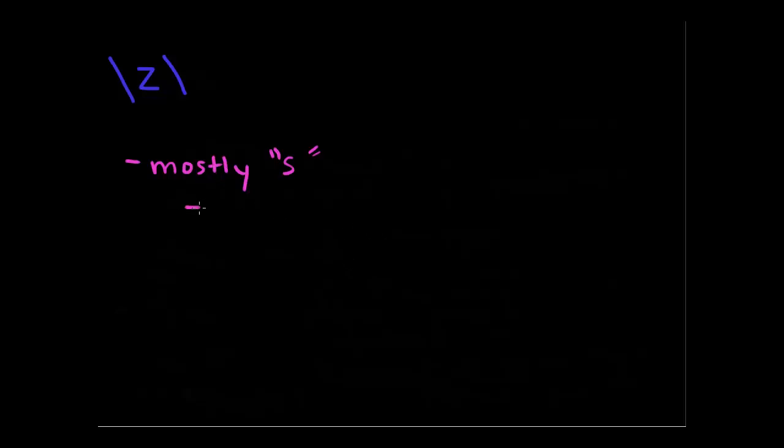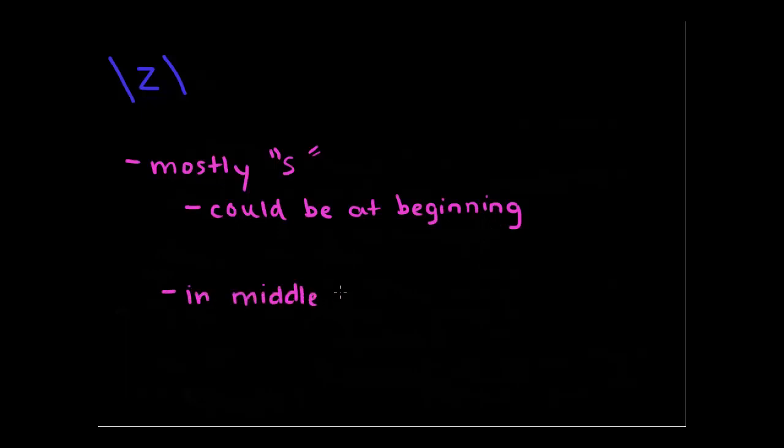It could be at the very beginning of the word, which happens in Italian. Also, it could be in the middle, in the middle as well. So S is mostly how we're going to spell the Z sound, and the other spelling is just going to be Z.